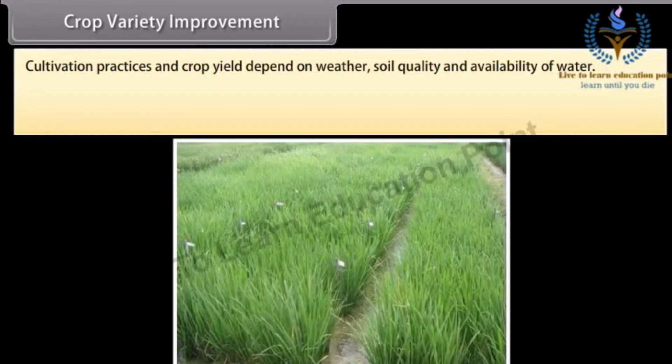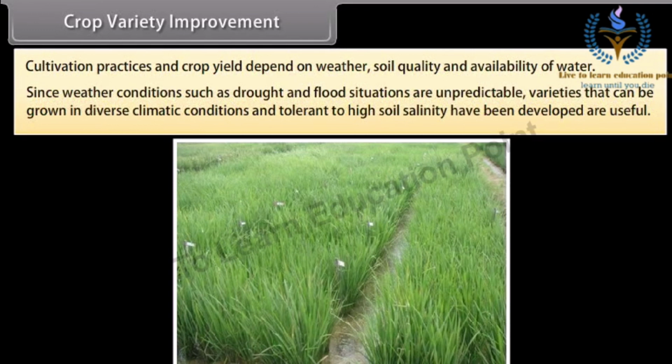Cultivation practices and crop yield depend on weather, soil quality and availability of water. Since weather conditions such as drought and flood situations are unpredictable, varieties that can be grown in diverse climatic conditions and tolerant to high soil salinity have been developed and are useful.